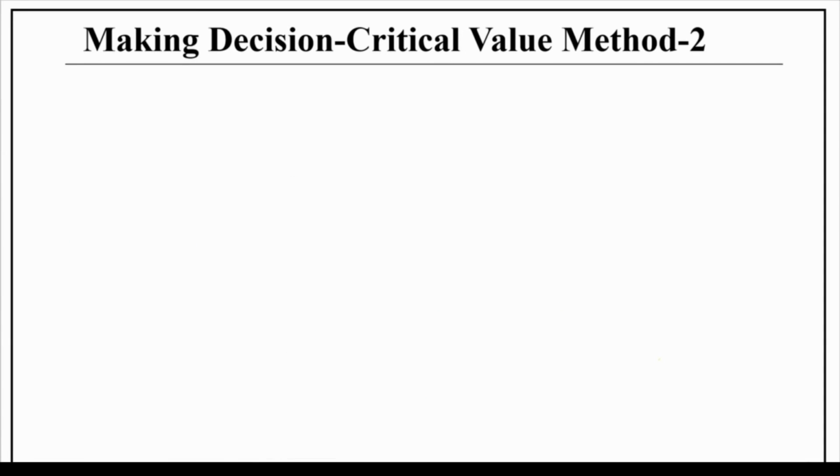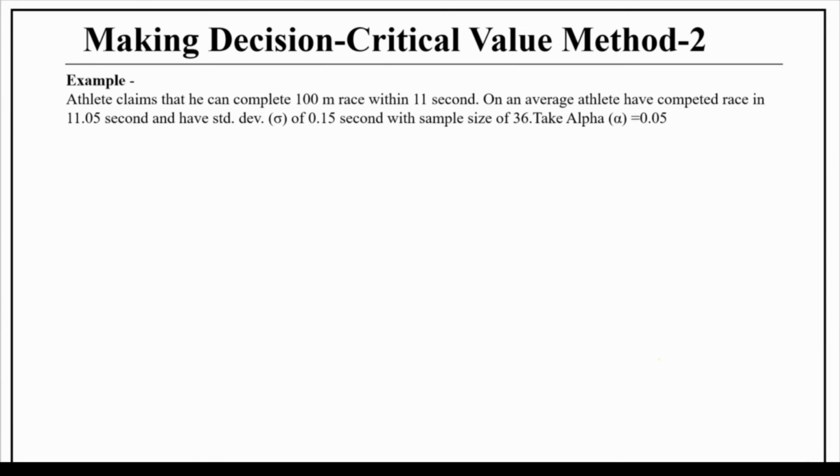Now let's solve a question to understand the critical value method properly. The question states that an athlete claims that he can complete a 100-meter race within 11 seconds. On an average, the athlete has completed the race in 11.05 seconds and has a standard deviation of 0.15 seconds with a sample size of 36. Take alpha equal to 0.05.